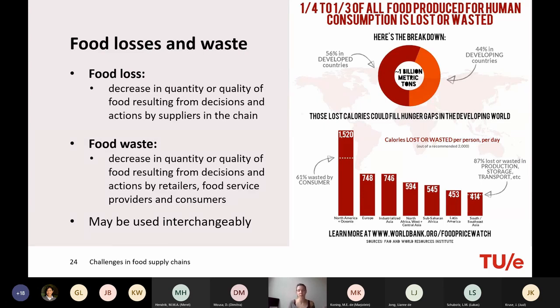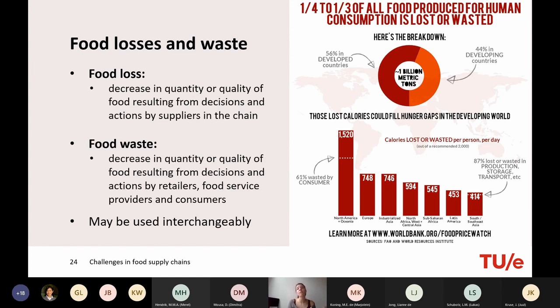So we have food loss, which we often refer to as a decrease in quantity or quality of food resulting from decisions and actions by suppliers in the chain. And then we have food waste, which we often refer to as a decrease in quantity or quality of food resulting from decisions and actions by retailers, food service providers, and consumers. So basically, the difference is on where these things happen in the chain. And these terms may also be used interchangeably, just in case you get confused if you look into the literature or so. But basically, a lot of food is wasted within the chain.